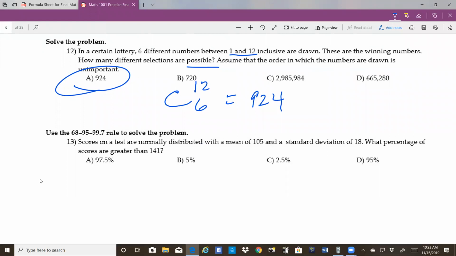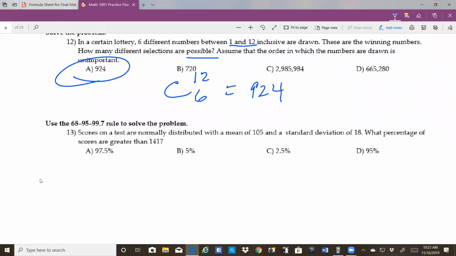Now, number 13 is a normal distribution problem. Scores on a test are normally distributed with a mean of 105 and a standard deviation of 18. What percentage of scores are greater than 141? The mean is 105.